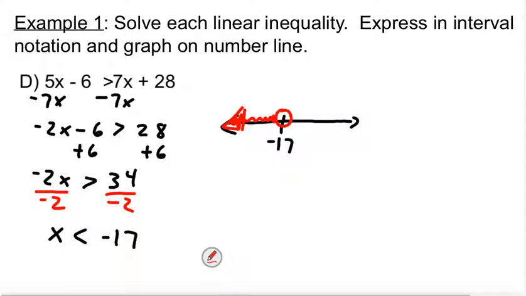All right, so now we just have to write our solution in interval notation. It says express in interval notation and graph on a number line. So it's going through negative infinity, so it's parenthesis, negative infinity, comma, negative 17, and negative 17 has an open dot, so we put a parenthesis. Again, it has to be in that order.